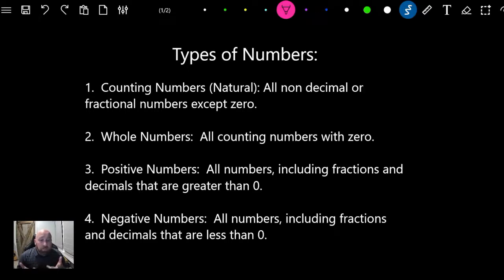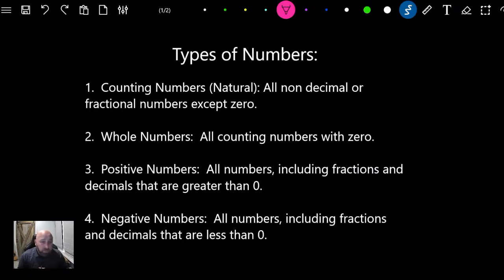We also don't count with zeros. Think about this. You don't say, okay, on the count of 3, go. All right, ready? 0, 1, 2, 3. No, you don't say 0. You never count with the number 0 because 0 means nothing. And so you don't count with 0. So you start with the number 1 when you count. So you can think of counting numbers as whole numbers except for the number 0.